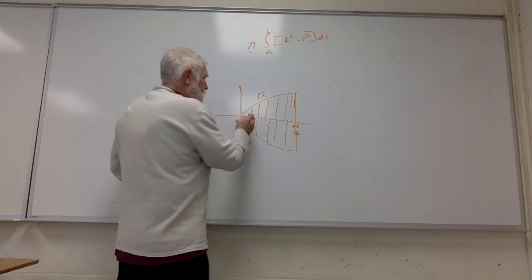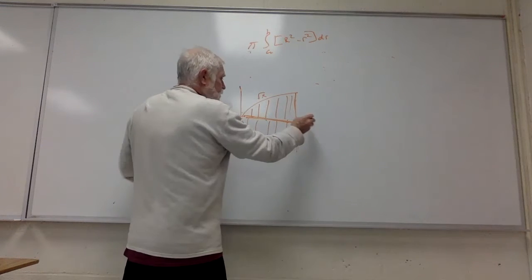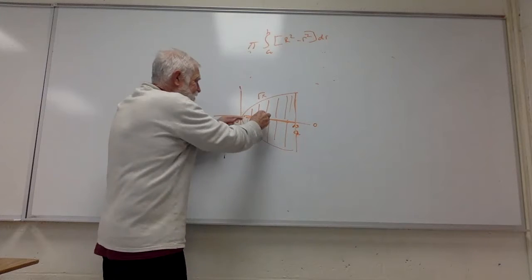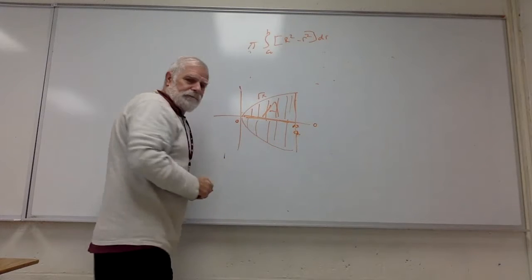And the top is square root of x and the bottom is 0. That's the area right here. We're going to rotate it.